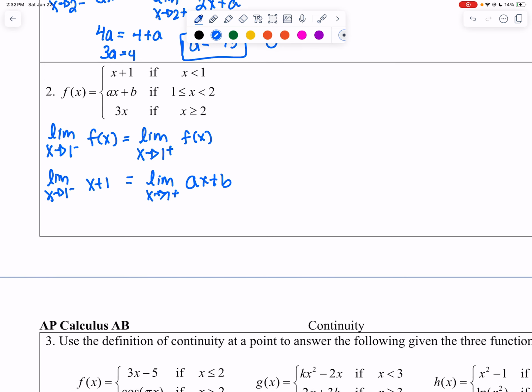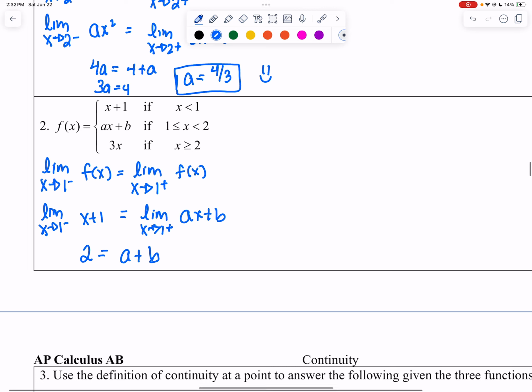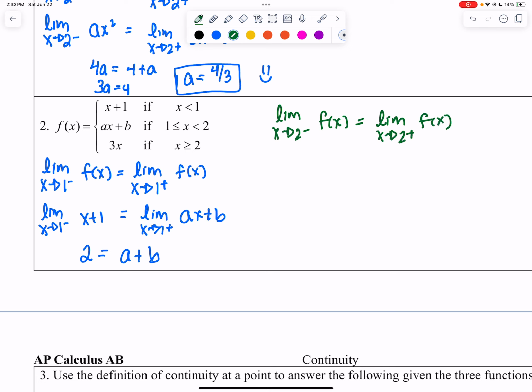Now this right here is going to give me 2 is equal to a plus b whenever I plug in x. And then I'm going to do the same thing for 2. So the limit as x approaches 2 from the left of f of x is equal to the limit as x approaches 2 from the right of f of x. Let's see, that's going to give me ax plus b is equal to 3x. I'm going to substitute in 2, so I'm going to get 2a plus b is equal to 6.